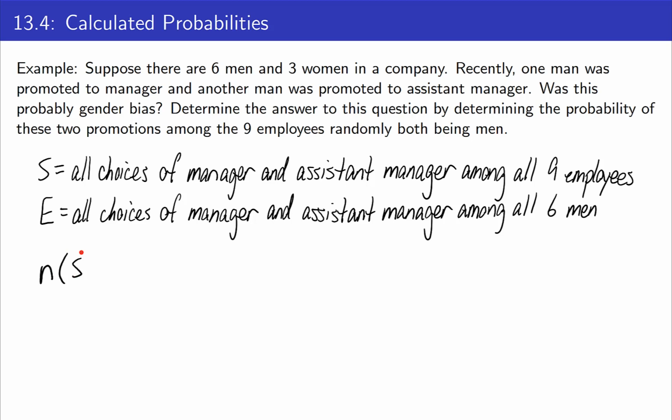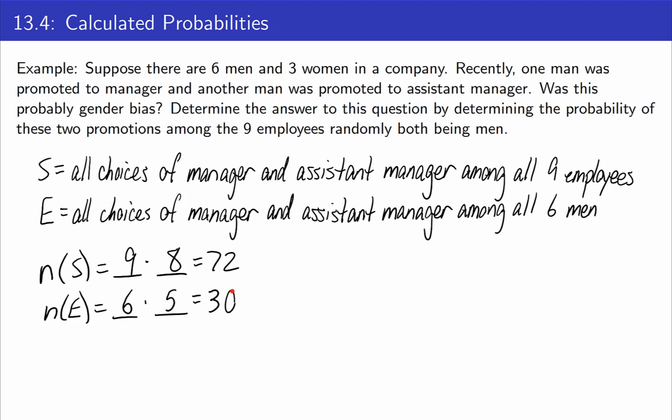For the size of S, you have 2 promotions. You have a manager and an assistant manager. Well, there's 9 choices for the manager from all employees, and after the manager is chosen, you wouldn't choose the same person to be the assistant manager, so we only have 8 choices for the assistant manager. That comes out to 72. Now for E, we're making the assumption that they are men among the random choices. So there's 6 choices for the manager and 5 choices for the assistant manager.